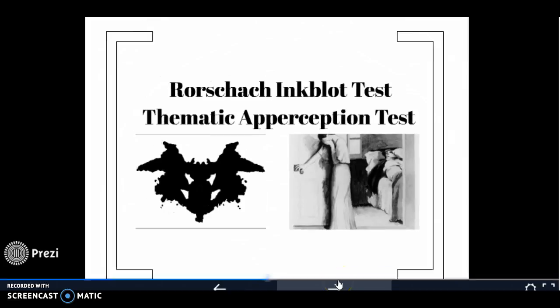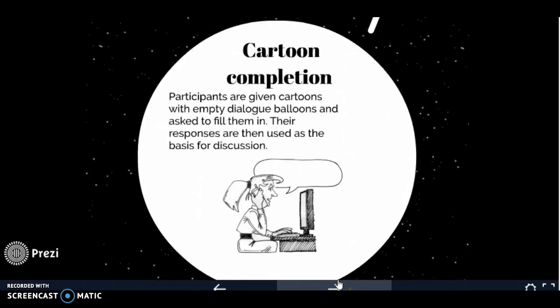Let's go for the next one. Cartoon completion. Okay. So you give them a cartoon, and then you have them use the balloons to write a dialogue, and they can write whatever they want. Basically, it also helps you to understand what they think about, I don't know, a situation.